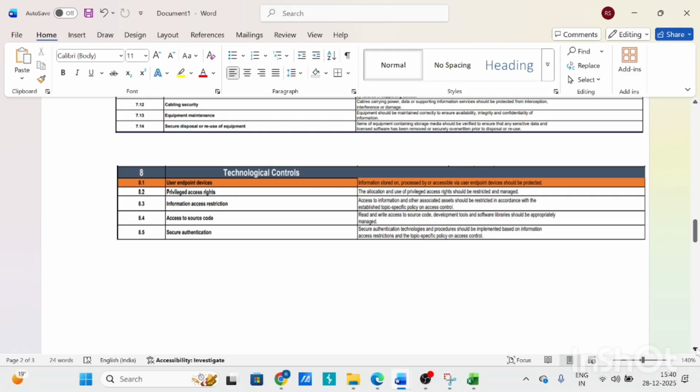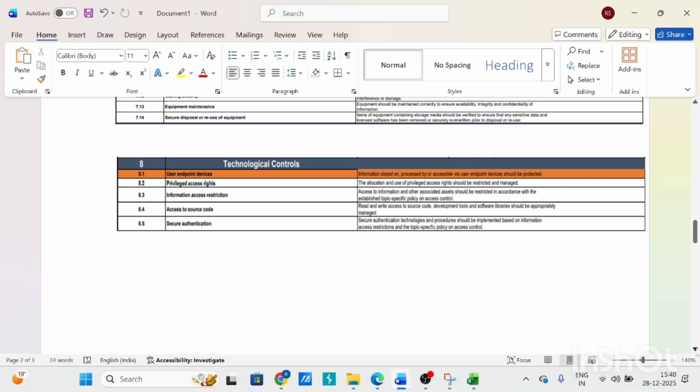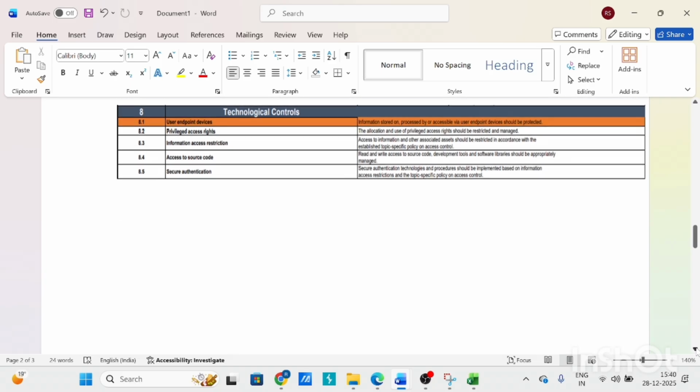on access controls. Access to source code. This part is a major concern in the SDLC part. Read and write access to source code, development tools, and software libraries should be appropriately managed. Secure authentication: secure authentication procedures should be implemented based on the information access restrictions and the topic-specific policies on access controls.